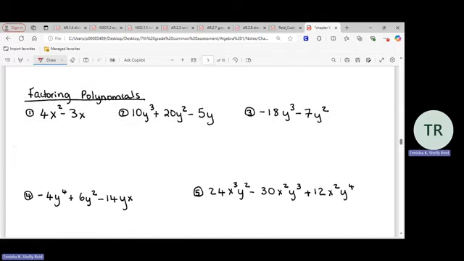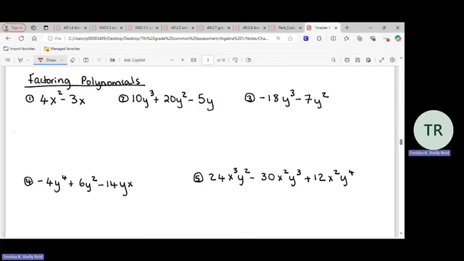When we factor polynomials, we're going to factor out what they have in common, but we also have to account for the leftovers, almost like division. So let's look at number 1. We have 4x squared minus 3x.